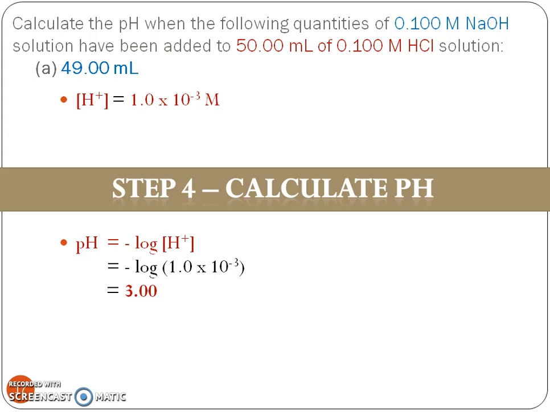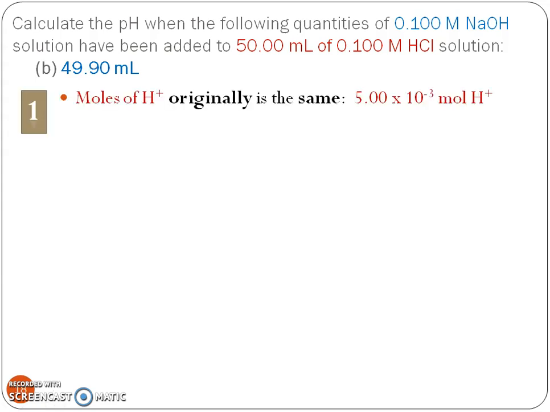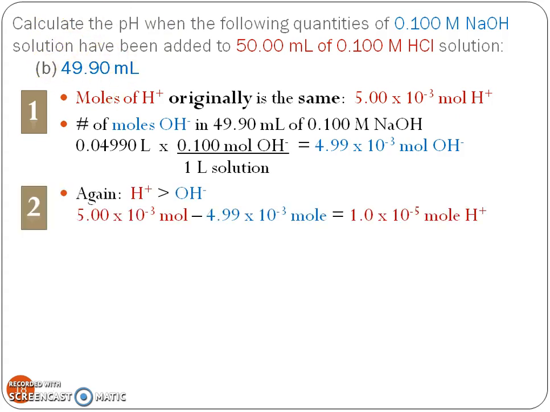So now I'm going to start going through B, C, and D, but I strongly suggest maybe pausing the video, going back, rewinding, and trying to truly understand all 4 of those steps. So here's B. Again, step 1, moles of the H plus stays the same. The moles of the OH is now slightly different because I've added more volume. Step 2, we're going to compare which one we have more of, and again we have more H plus.